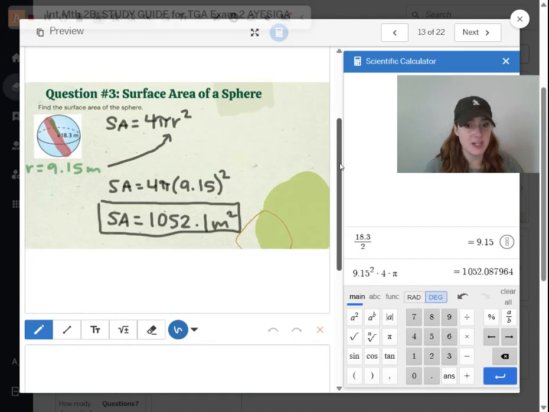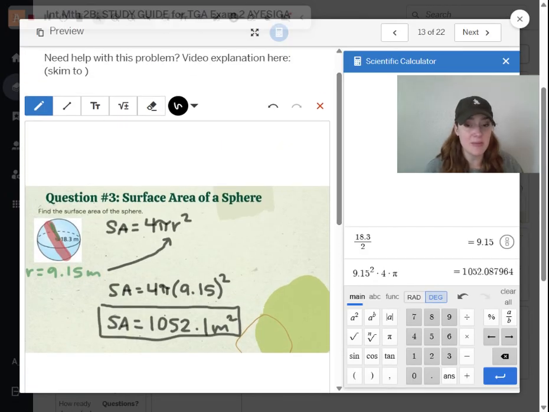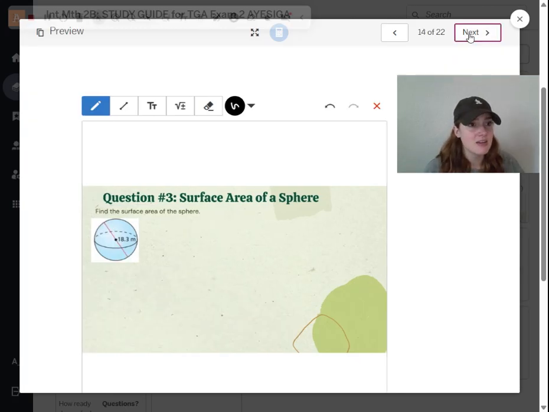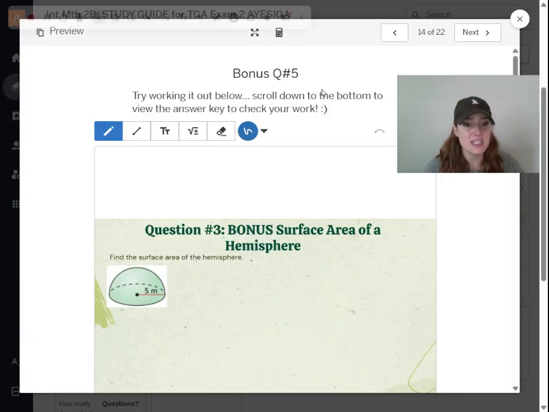So surface area of a sphere, when we're given the diameter, right, to do that little extra step there, finding the radius, hint, hint, okay? Bonus on 14, try this one on your own. This is finding the surface area for a hemisphere. Answer is at the bottom, so you can check your work.